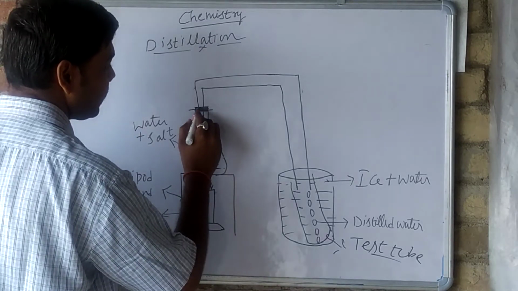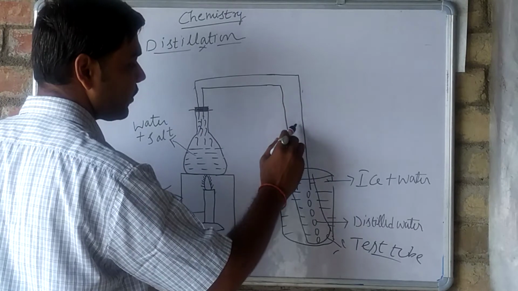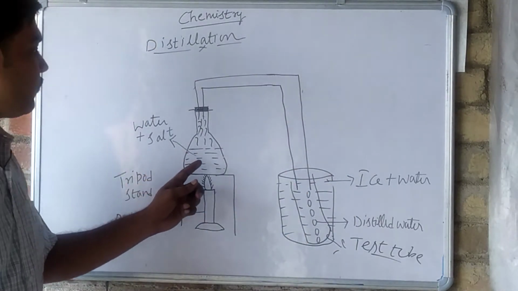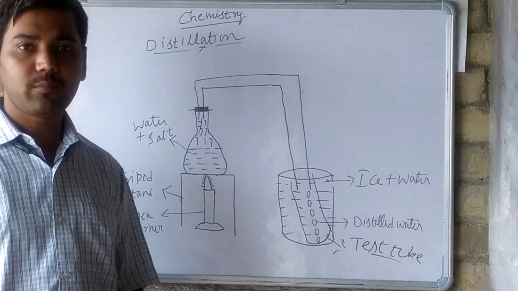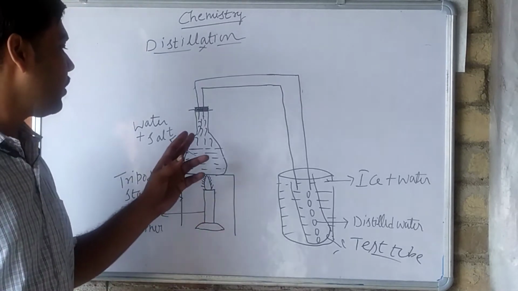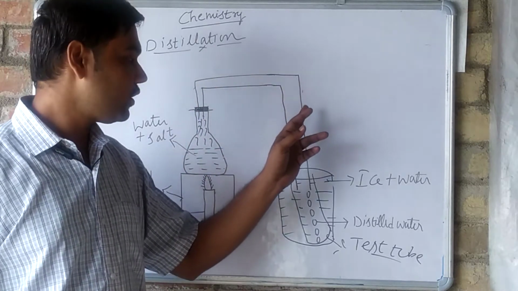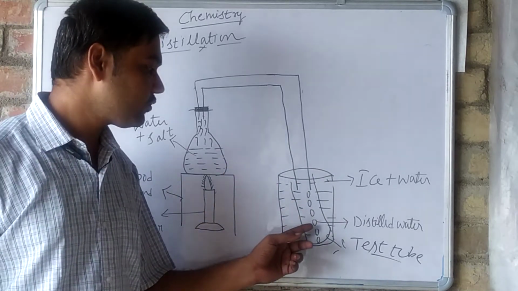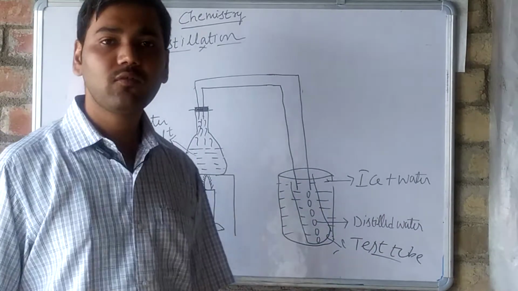And it passes through this pipe and comes to this test tube. Because of the burning, water is turning to vapor, and that vapor passes through this tube and comes to the test tube. Then that test tube is placed in a container of ice and water.